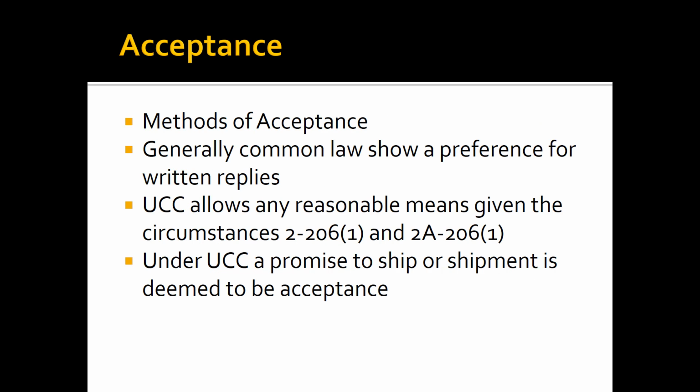Okay, so we had offer. Let's look at acceptance. Common law shows a preference for reasonable acceptance. Now, the next section I put in there so that you can see how the regular contract, sale of goods, and the lease contract, leasing of goods, kind of mirror each other. The UCC says any reasonable means of acceptance, given the circumstances. For both the sale of goods, UCC 2-206, once you're in the 200s, it's usually talking about sales, or 2A, which means it's going to be a lease, 206 subsection 1. Under the UCC, a promise to ship or actual shipment is deemed acceptance.